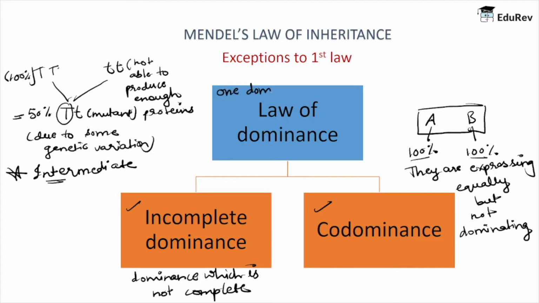One dominates over another. But this is not happening in this case also, and this is not happening in this case also. So that is why incomplete dominance and codominance, they both are exceptions to the first law. And now we are going to study in detail about incomplete dominance and codominance with the help of examples.